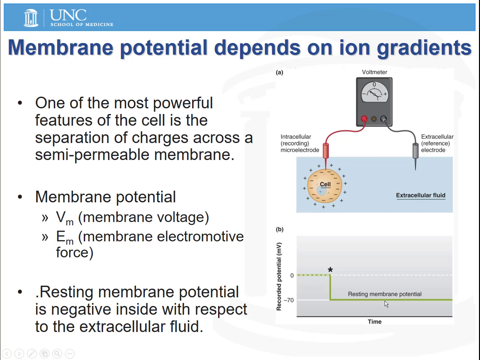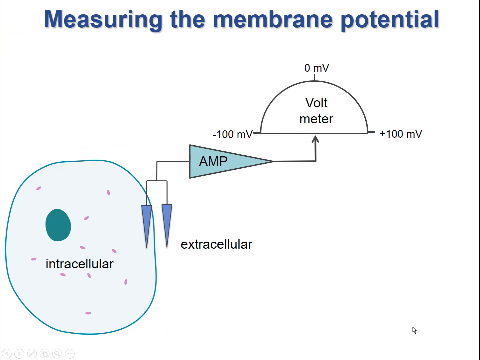At rest, this voltage is stable, and this negative resting membrane potential exists because of a tiny excess of negative ions inside the cell and a tiny excess of positive ions outside. It's important to remember that here we're measuring the difference in charge across the membrane. This measurement doesn't tell us anything about the absolute number of negative and positive charges on either side of the membrane. So we can set up a model system like this to look more closely at where that membrane potential, or that voltage difference between the inside and the outside, comes from.